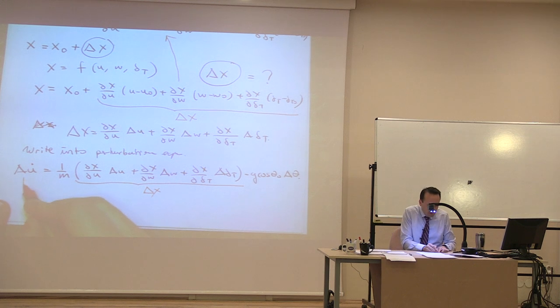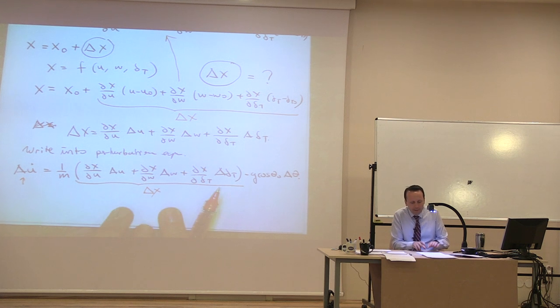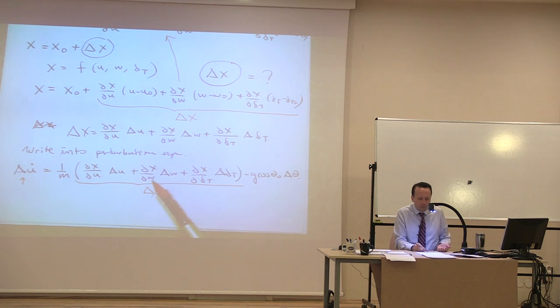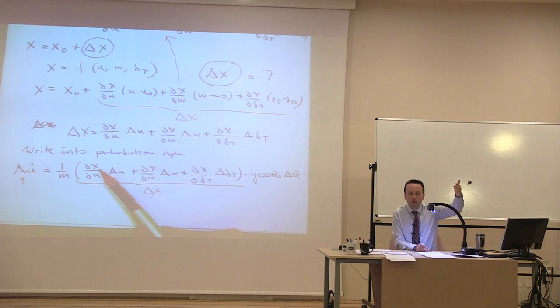Now the perturbation equation, the linearization equation, becomes actually something bigger because delta x was a function of u, w, and delta t from the beginning, right? I just didn't mention it too much. But I have to write this delta x in terms of the other variables, and then I have actually the change in delta u dot. So in other words, what happens now is, if you have a perturbation in your forward speed, if you just go faster, let's say, it's going to affect x. And it will be in that equation now.